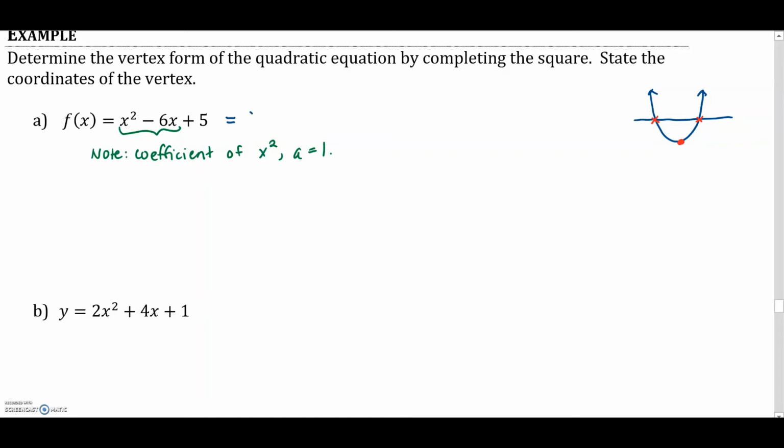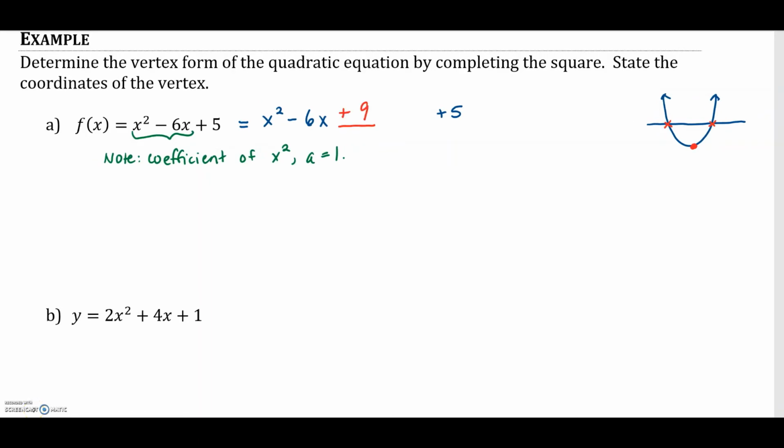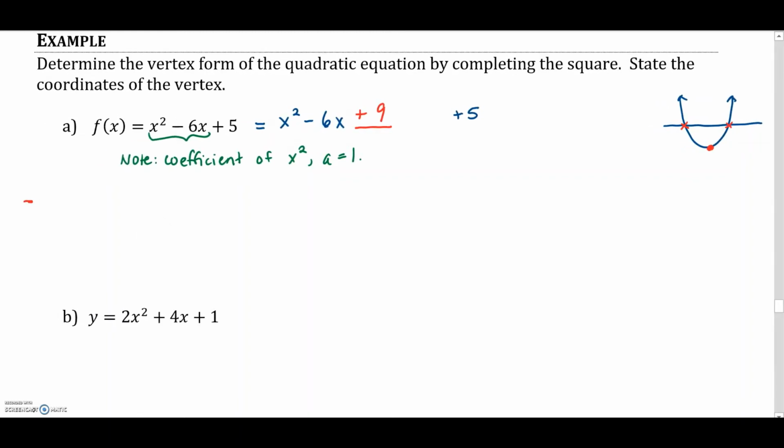Okay, therefore, we have x squared minus 6x, and we want to figure out what we must add or subtract. Then we have plus 5. So in order to make x squared minus 6x a perfect square, we must add 9 to it. To determine the value that we must add to the equation to make it a perfect square, we take our middle value, so negative 6, we divide it by 2, and then square it. So that gives us negative 3 squared, which is equal to 9.